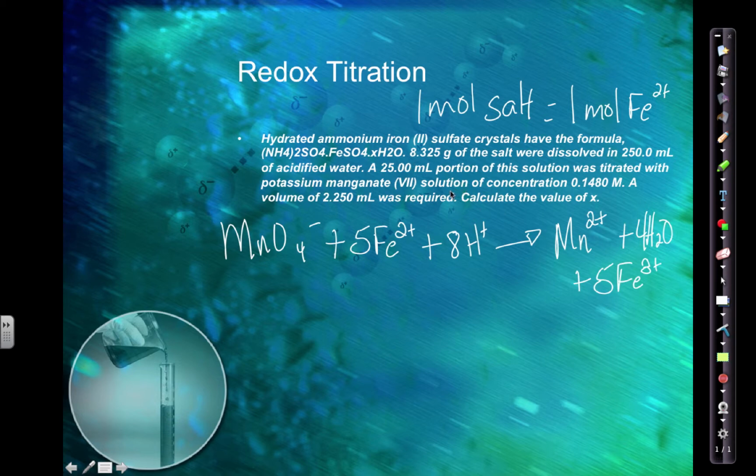Alright, so now let's find the starting point. The starting point will be one of your reactants. Well, I'm reacting iron with permanganate. So do I have the number of moles of permanganate? What do I have? I have the molarity, and I also have the volume. So I can get the moles of permanganate.